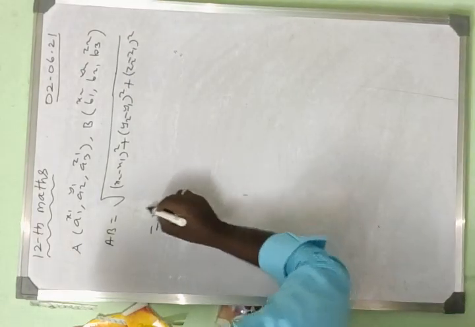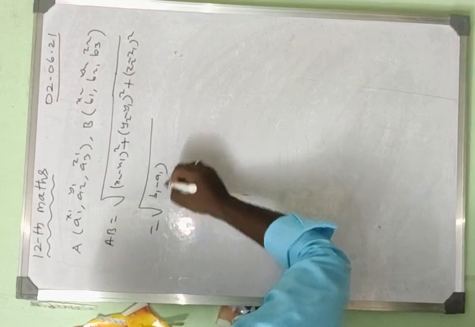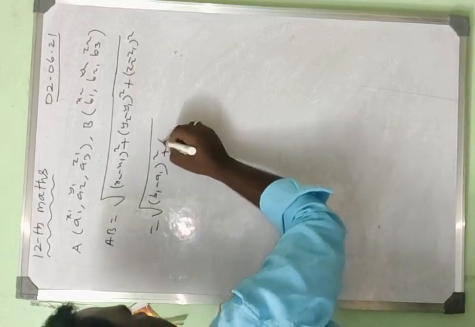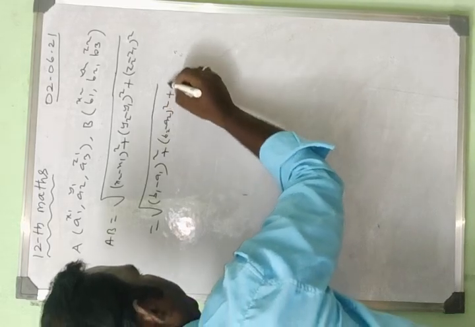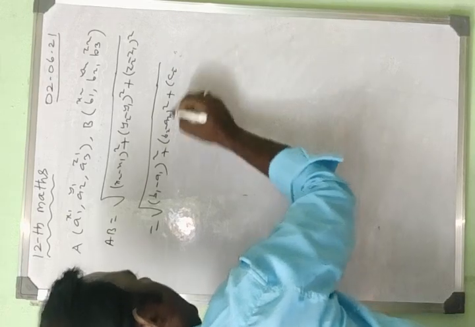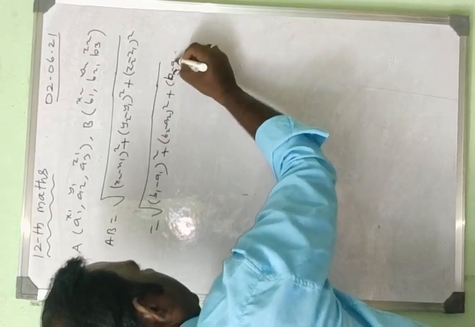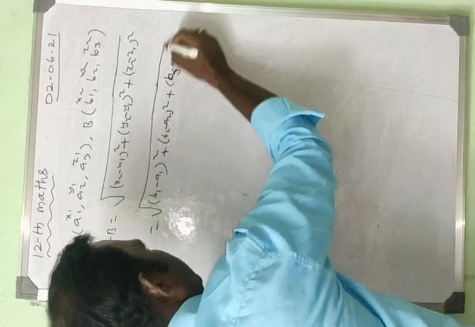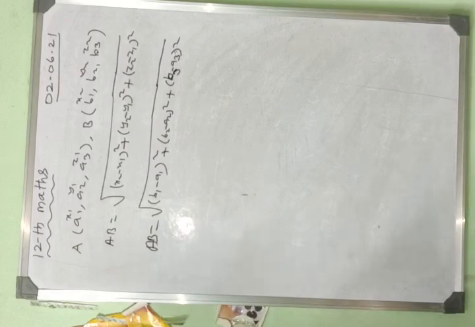So that is equal to, what is the x2 value? B1. So (B1 minus A1) whole square plus (B2 minus A2) whole square plus (B3 minus A3) whole square, like this. This is the distance of AB. Okay.